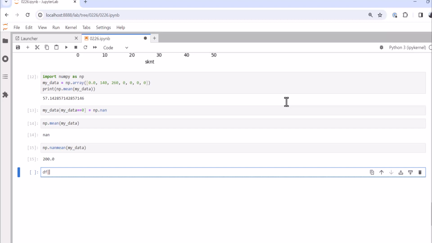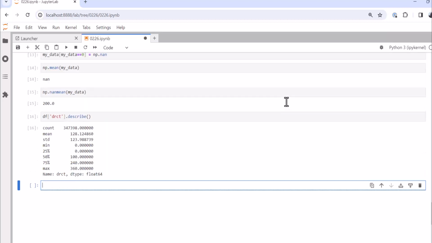So let's look at our real data now. My DRCT data series, I'm going to call the .describe method. And we can see we have 347,398 readings with a mean of 128.12 degrees. So now, what if I replace all of the zero wind directions with NaN? To do that, I'm going to set the directions equal to direction with the replace operator. I'm going to replace 0 with np.nan.